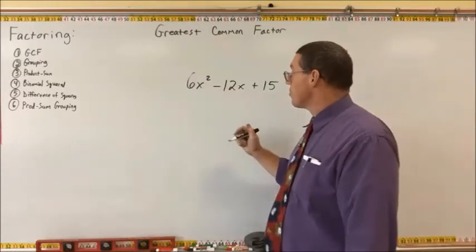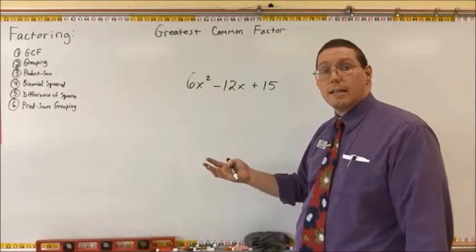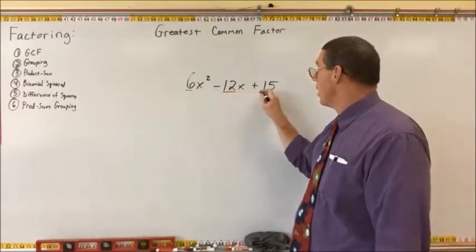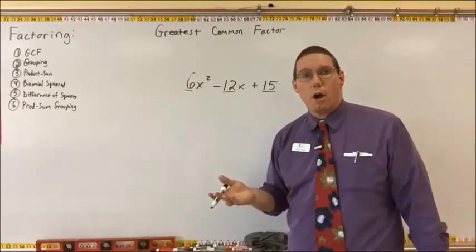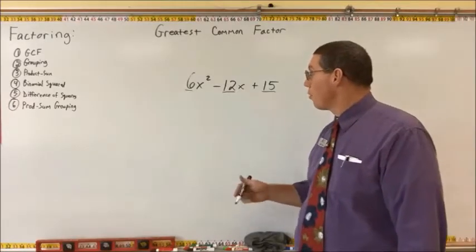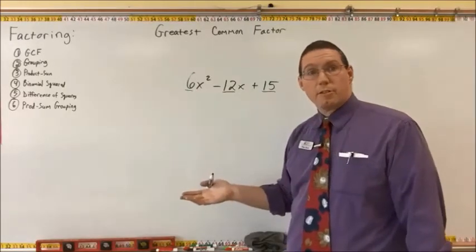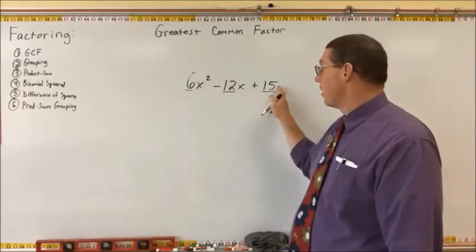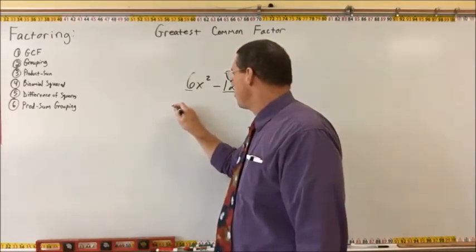The next thing you want to ask yourself is, is there a number that can be divided into, and we're talking whole numbers here, this number, and this number? If we think about 6, 12, and 15, we know that all 3 of those numbers can be divided by 3. So we know that 3 can be divided out of all of these. Therefore, the greatest common factor in this case is just 3. It's not going to have a variable with it because there's no variable in the term for 15.